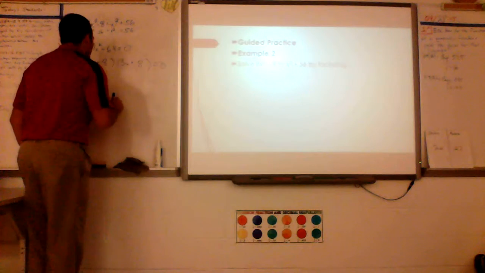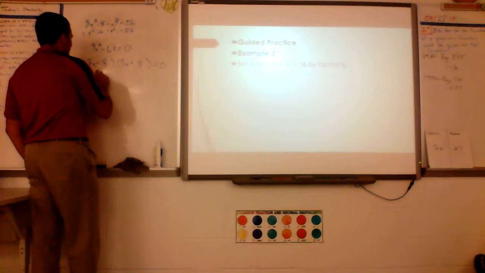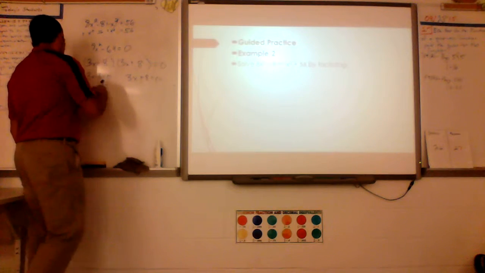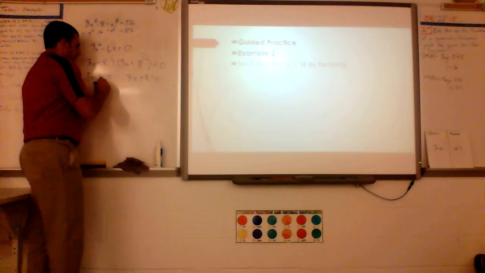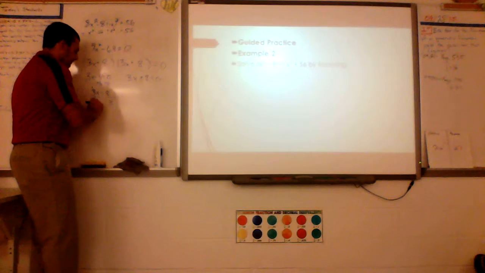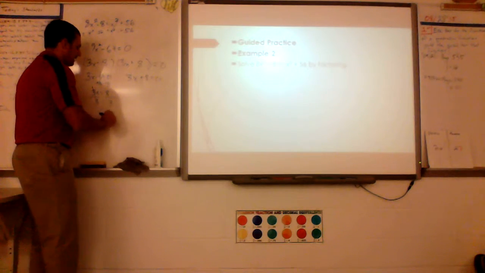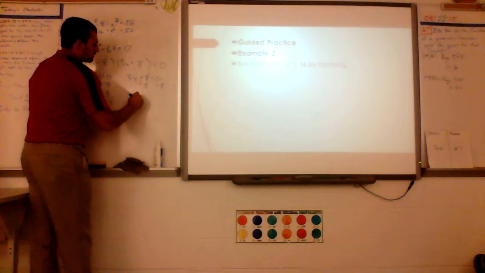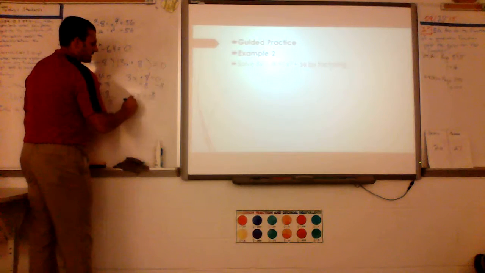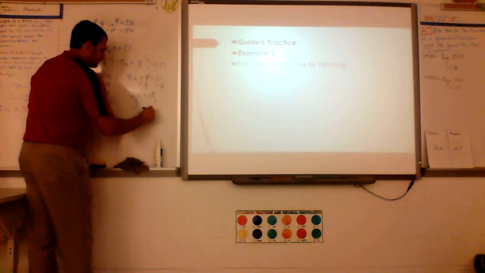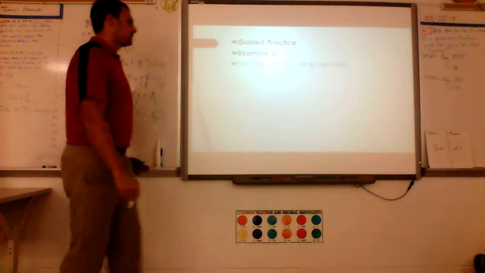Zero product property says I set each parentheses equal to 0 and I solve it. So how do I solve this equation right here? Add 8 to both sides. Those cancel. 3x equals 8. Gotta divide and get x by itself. X equals positive 8 over 3. This one, subtract 8 from both sides, those cancel. 3x equals negative 8. Divide by 3 on both sides. X equals negative 8 over 3. So now I've got my two answers.